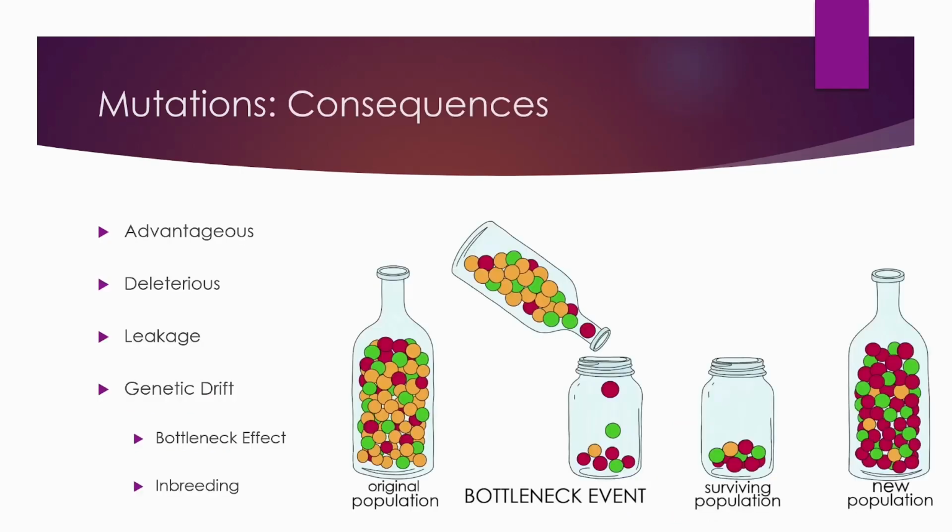Let's talk about the consequences of mutations. So sometimes the mutation can be very advantageous. This can incur a positive selective advantage that allows the organism to produce fitter offspring. This is how evolution occurs.